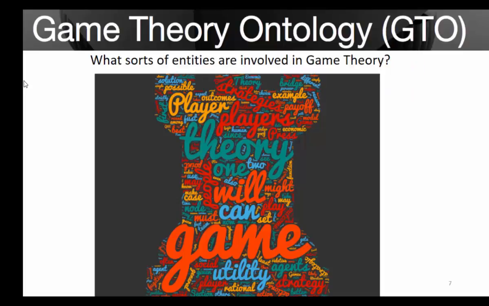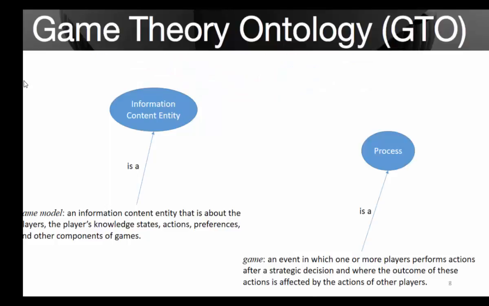This is a word map that I generated off the SEP article on game theory, and you can see some of the major elements that you might want to capture jump out at you. Game, of course, is a big one, but so is utility, information about games, notions of rationality, agents, sets, players, outcomes, possibilities, solutions. All right.